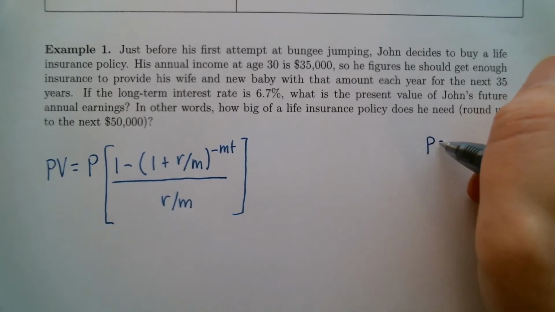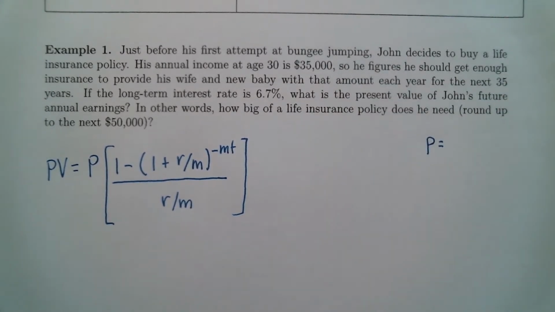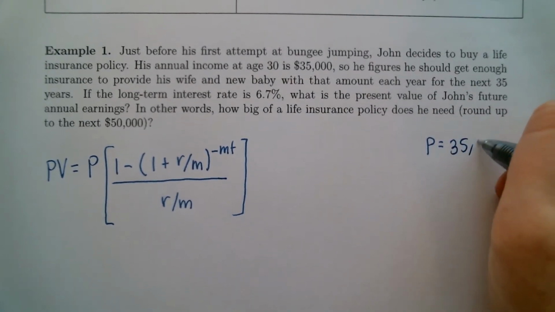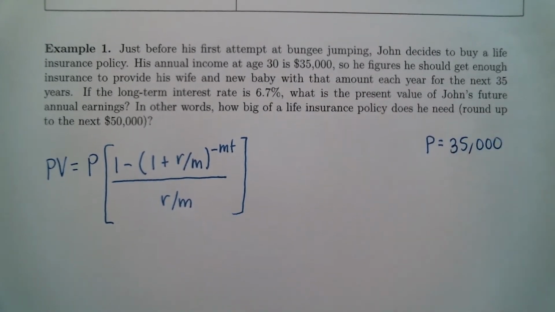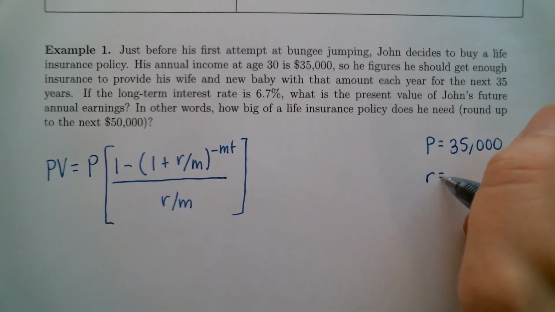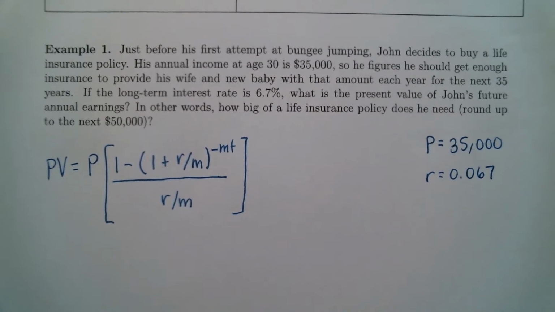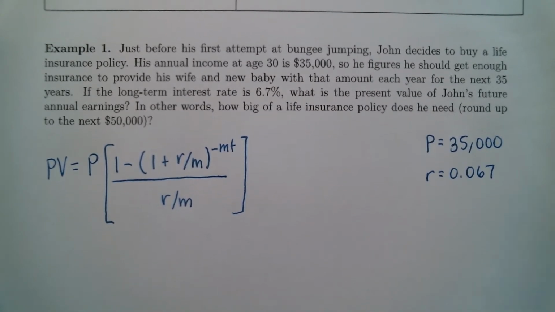Let's talk about what we do know. Remember, P is the amount of each payment to the recipient. So upon something happening to John, his wife and child would receive the money, and each payment would be $35,000. So that's going to be your P value. The interest rate is going to be 6.7%, so it's 0.067 in the calculations.